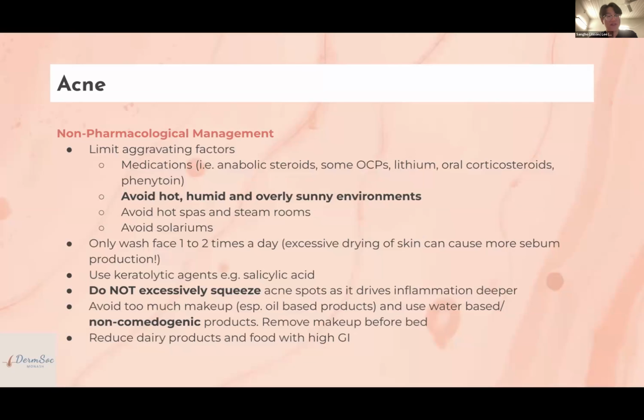And for non-pharmacological management, we want to limit the aggravating factors of acne. So limit medications, avoid hot, humid, and overly sunny environments, which are all triggers for acne, avoid hot spas. Only wash the face 1 to 2 times to keep it from excessively drying, because that can actually provoke more sebum production down the track. Use keratolytic agents like salicylic acid to clear away the blockage at the openings of the pilosebaceous units. And don't squeeze acne, because that can drive inflammation deeper down and cause worsening of the scarring. Use non-comedogenic products. Avoid oily makeups, and make sure you wash them off thoroughly after use.